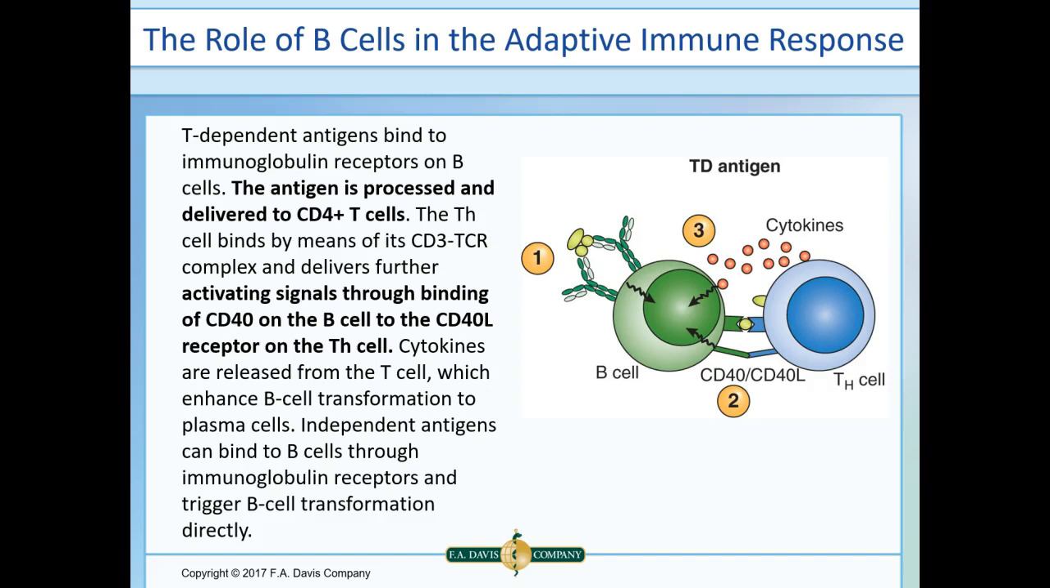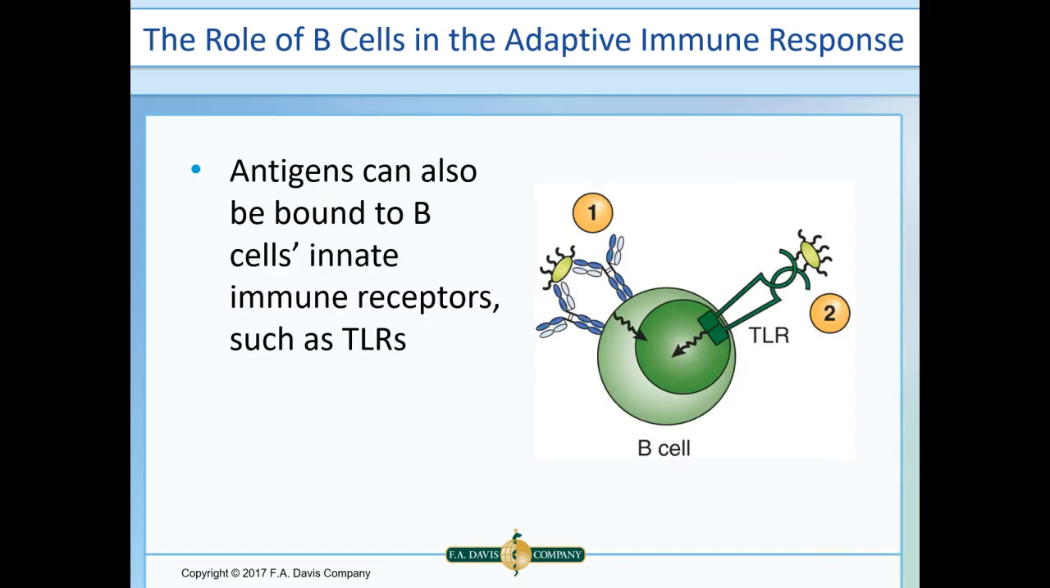Independent antigens can then bind B cells through immunoglobulin receptors and trigger B cell transformation directly. The antigens can also be bound to B cells' innate immune receptors, such as those toll-like receptors, seen here.